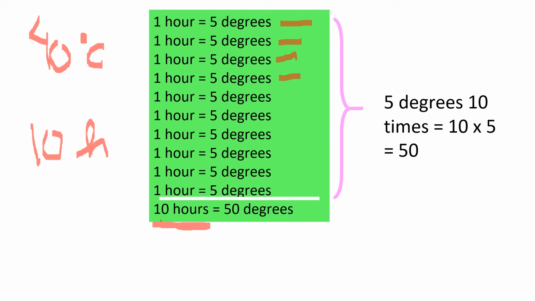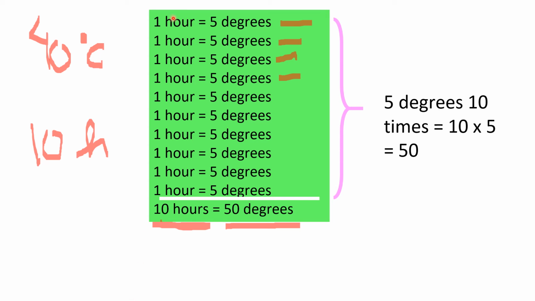And in these 10 hours, in the first hour they decreased 5 degrees, then again 5 degrees, then again 5 degrees, and so on. Decreasing 5 degrees for 10 hours, what did they get? They got 50 degrees. So let's see, 5 plus 5 plus 5 plus 5 plus 5 plus 5 plus 5 plus 5 plus 5 plus 5 gives us 50 degrees.